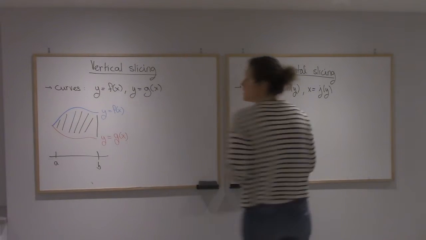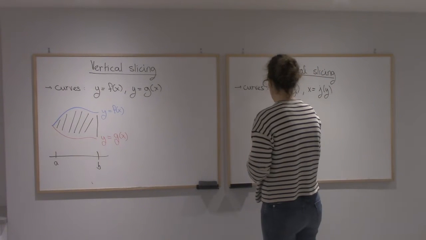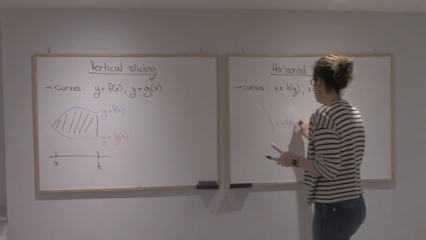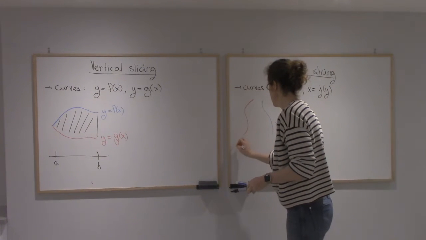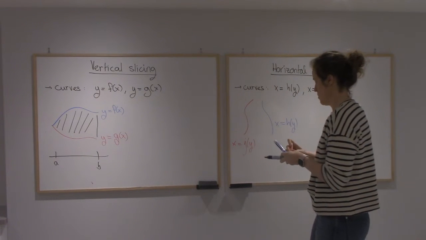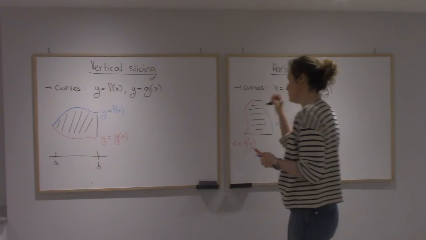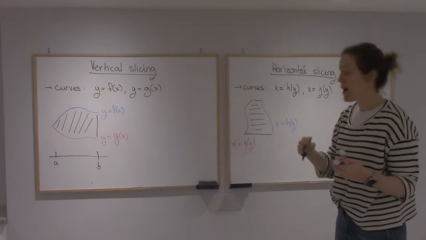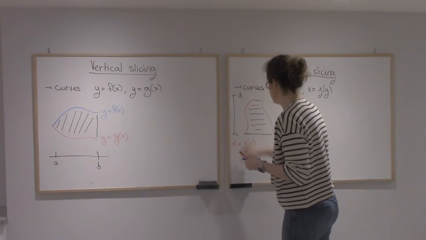On the other side, you have x equals. That means the curves are going like this. So I would have x equals h of y, I would have x equals j of y. And the region is between the two. So in this case, the variable is y, so you need to know the bounds for y, so let me put them here. You'll go from c to d.